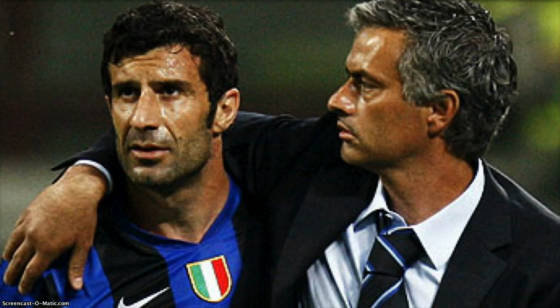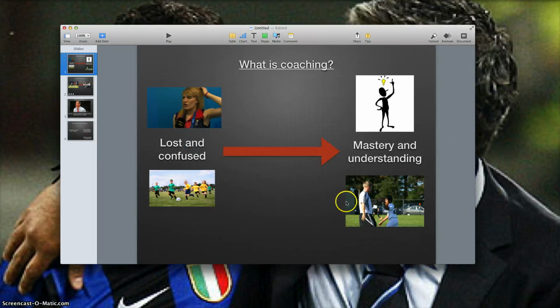In the background you can see a picture of Jose Mourinho, very famous coach, working alongside Luis Figo. Obviously they clearly get on really well, and the idea is we're going to be looking at sports coaching. So before we get into the work, just a little brief introduction about what this is all about in terms of sports coaching. Hopefully you all want to be sports coaches, and a lot of you do, or at least want to be involved in teaching, learning and leading.